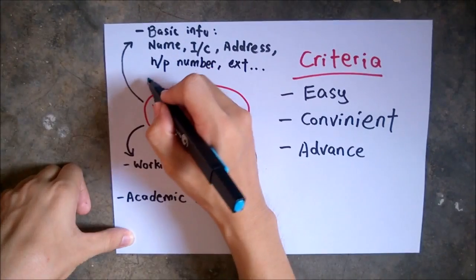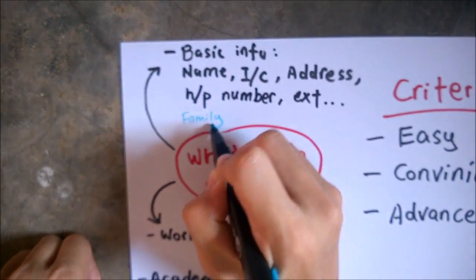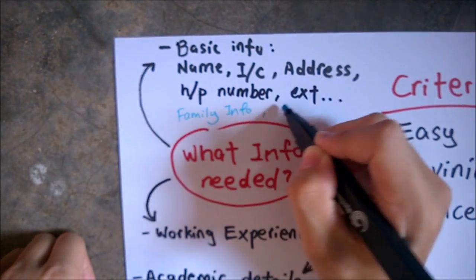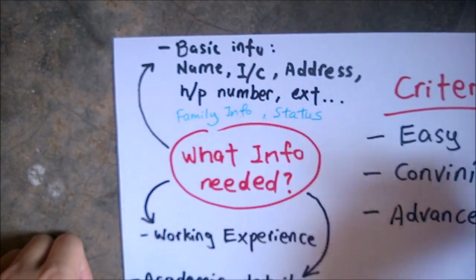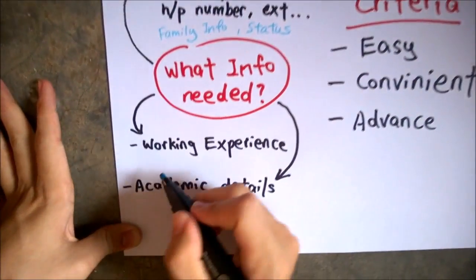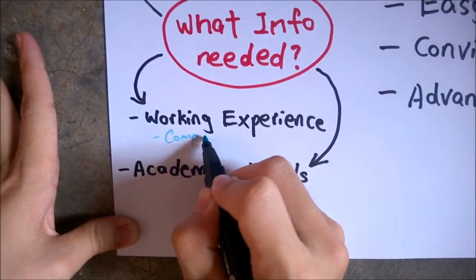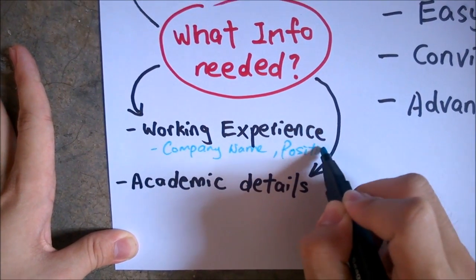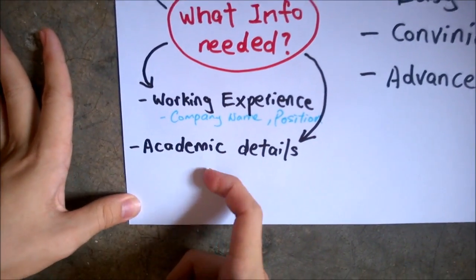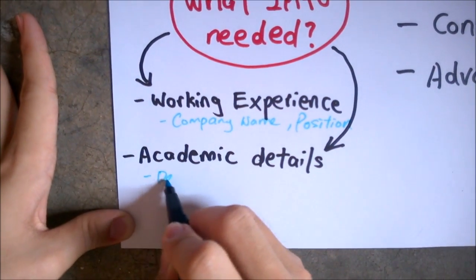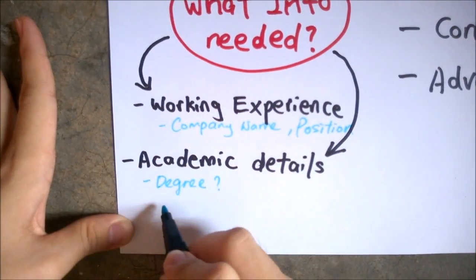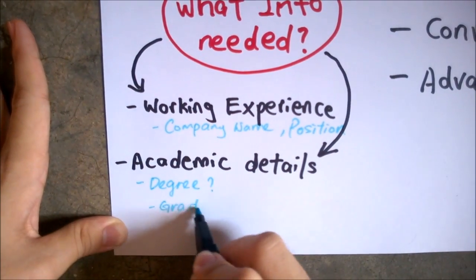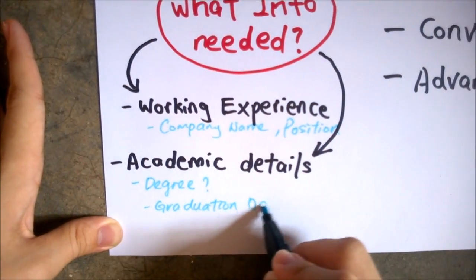Okay, so next we will go into the introduction. What information is needed for this system? The first one will be basic info such as name, family info and status. The second one will be working experience, where you are working and what position you are holding. The third one will be academic details, about what degree you are holding, what the graduation dates are, and what the results were when you graduated.